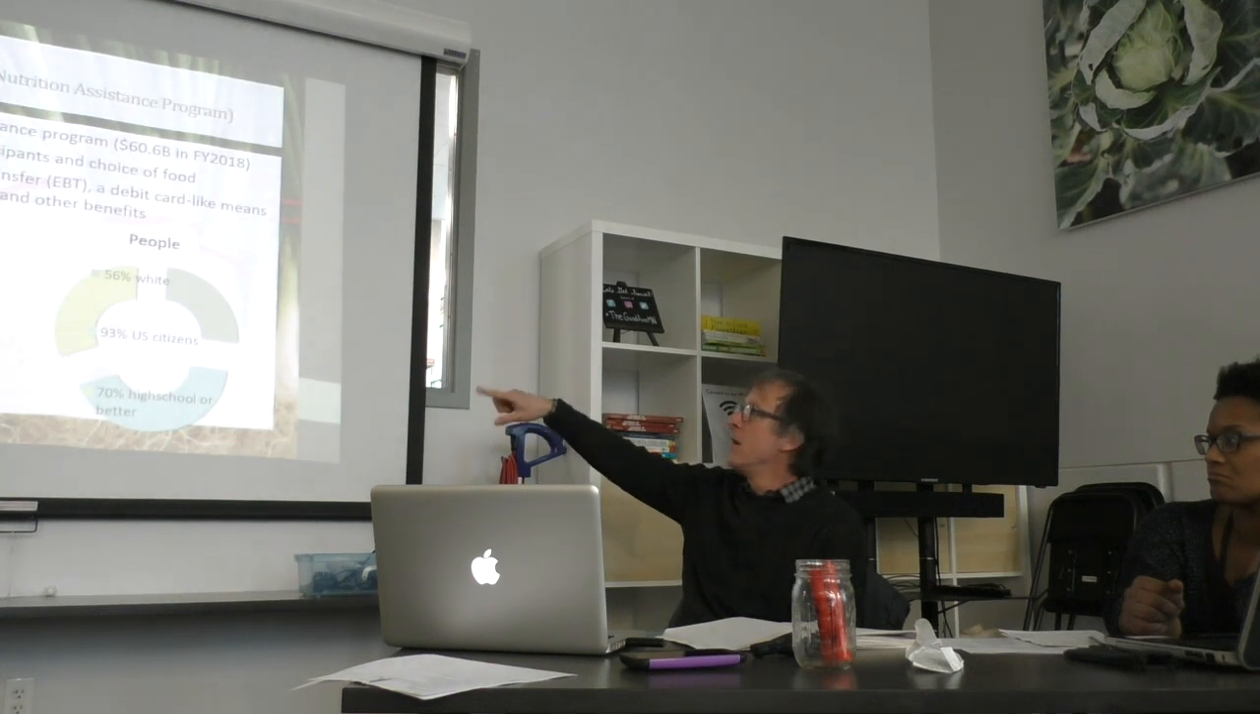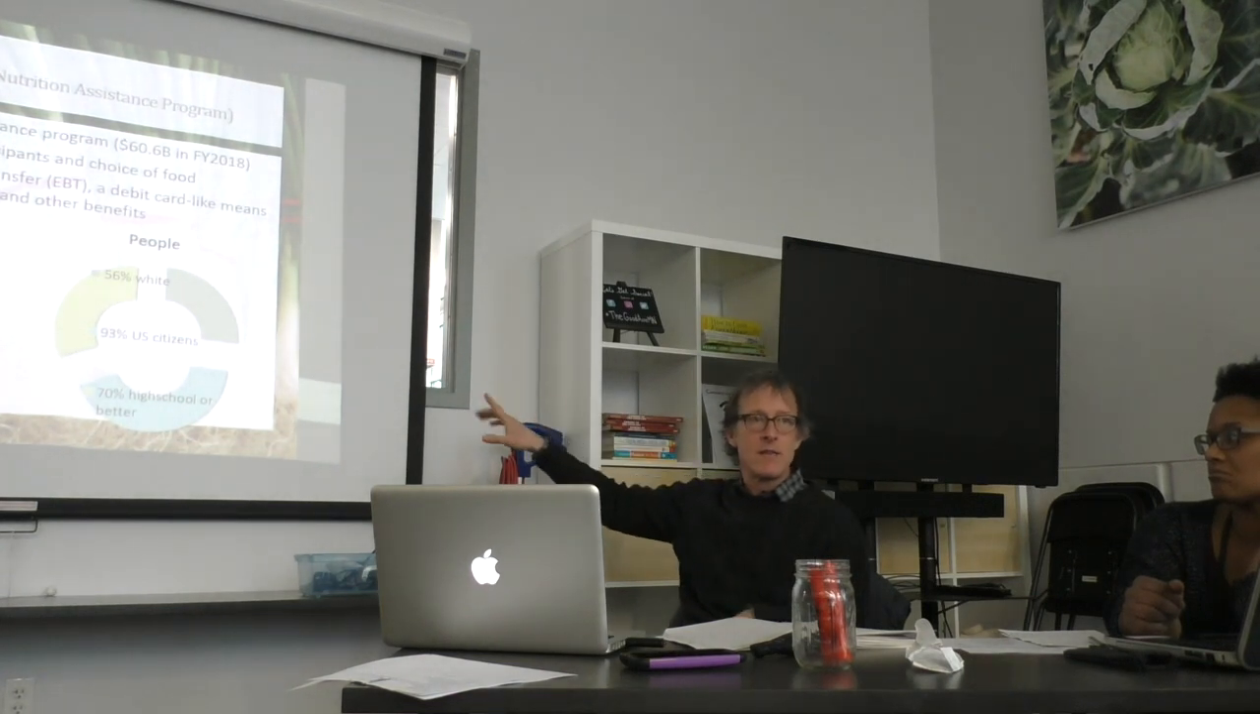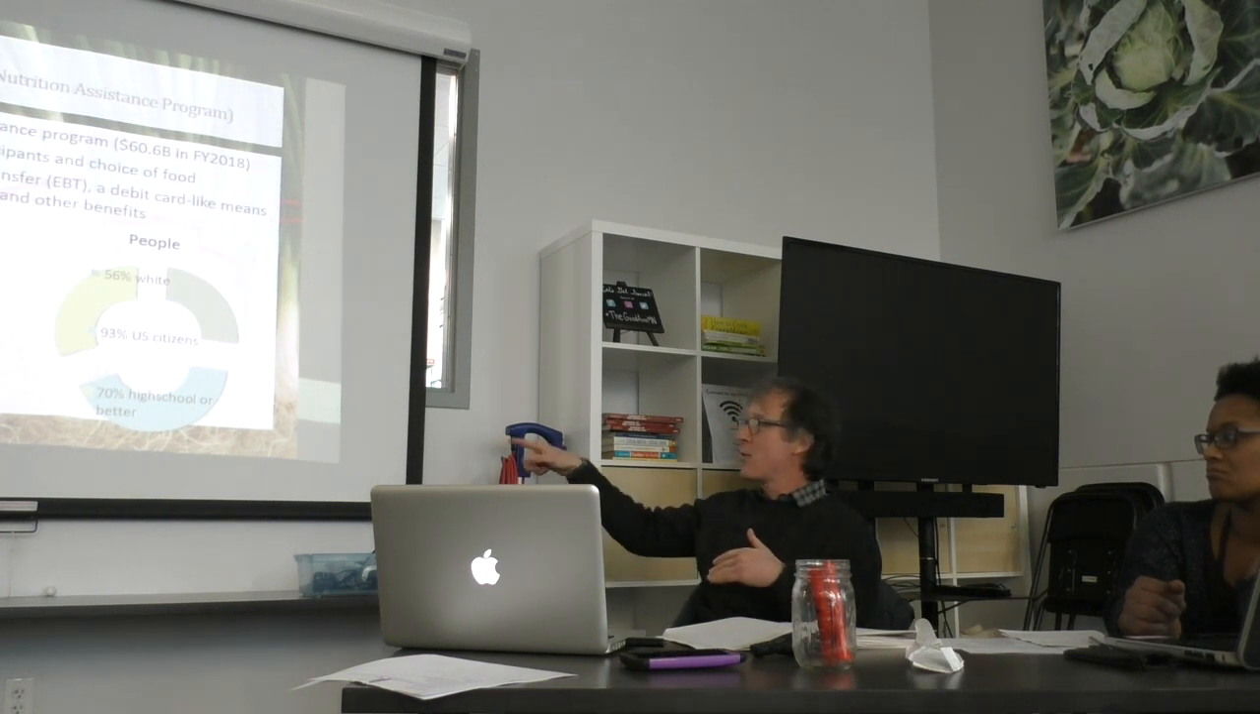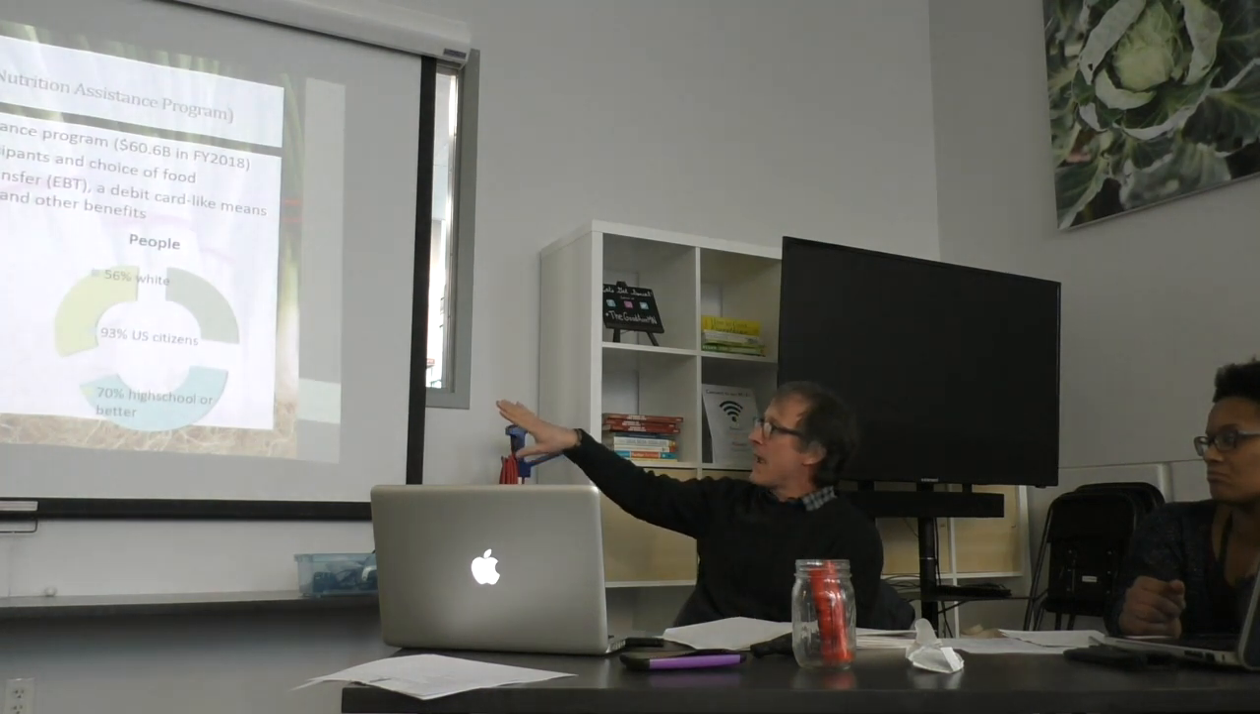I won't go through these in detail since the handouts are going out anyway, but here are some other general statistics around SNAP. I should mention that these percentages overlap, these categories overlap. So if you do the math quickly, you're going to get to much more than 100% for either of these circles.